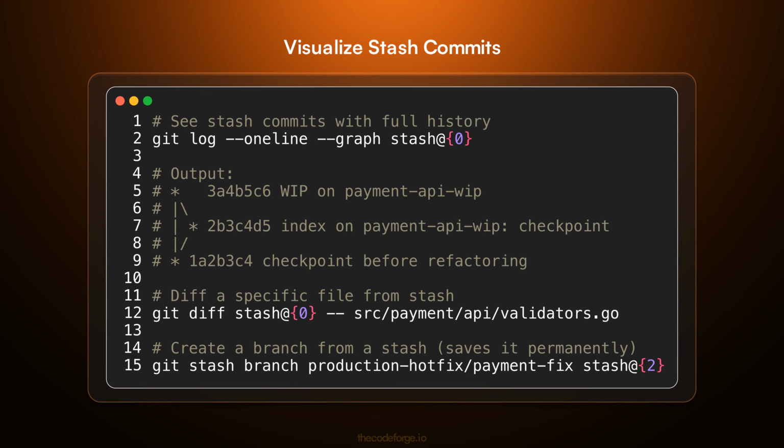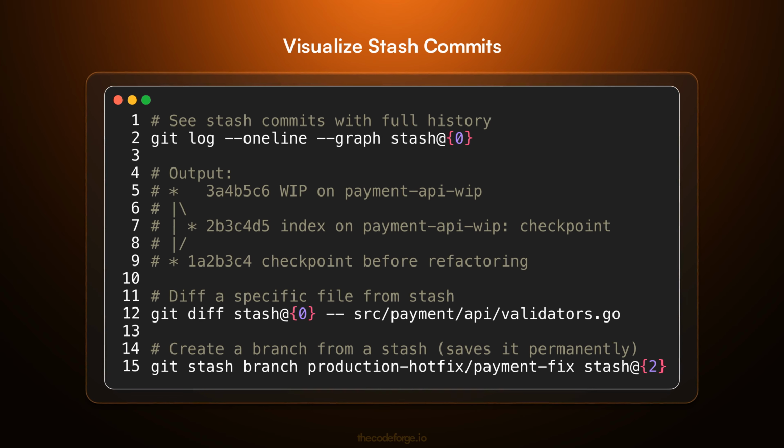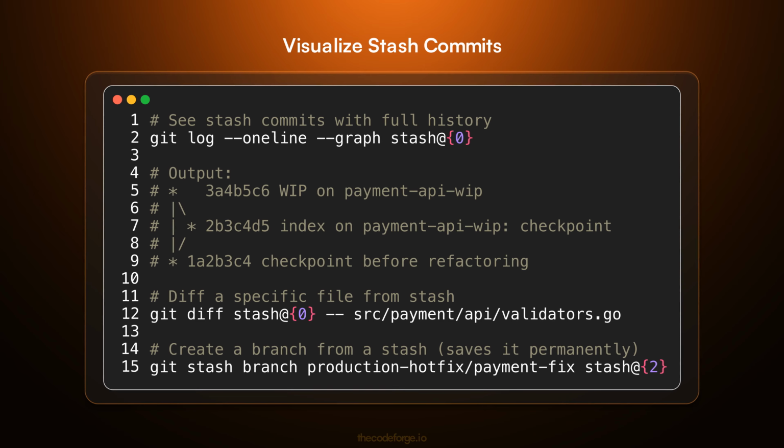Here's how to visualize stash commits. git log --oneline --graph stash@{0} shows the three-parent structure. You can diff a specific file from a stash, and git stash branch creates a permanent branch from a stash.